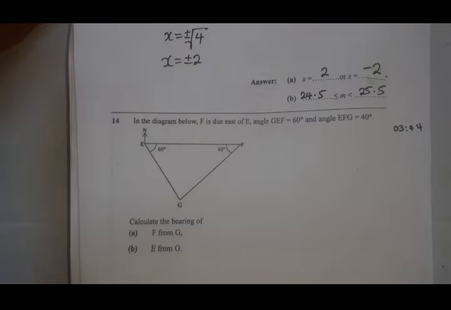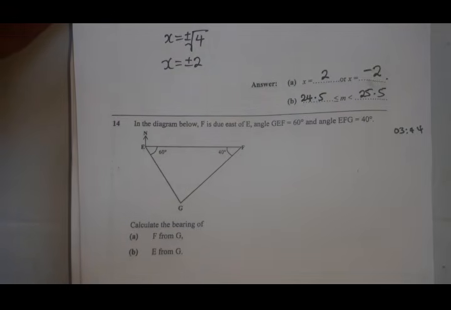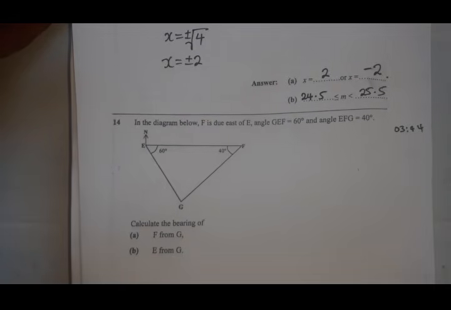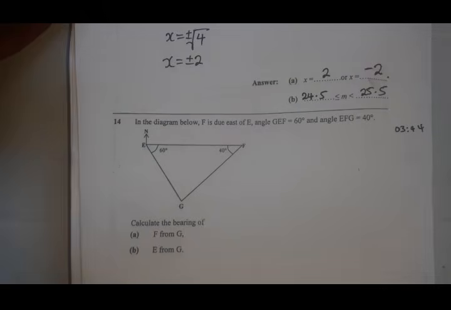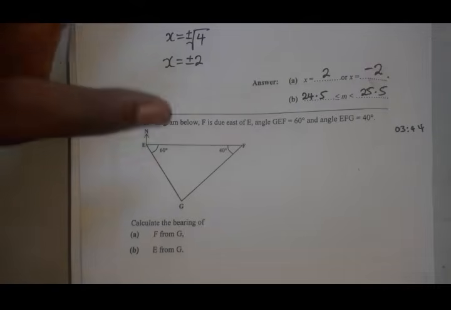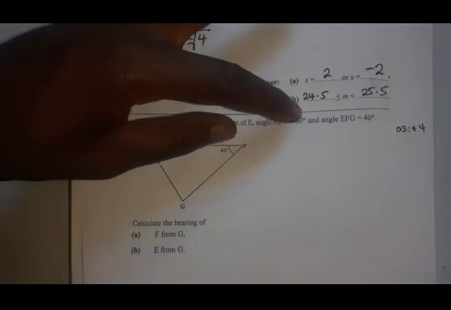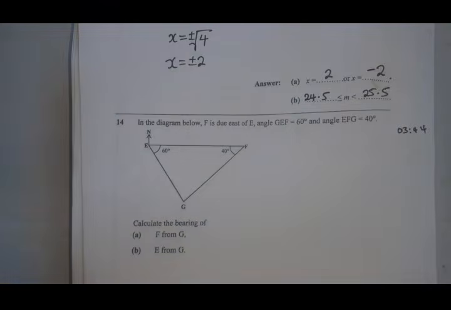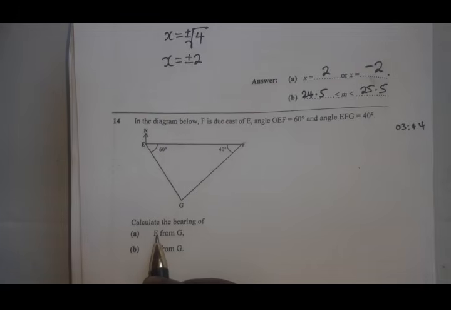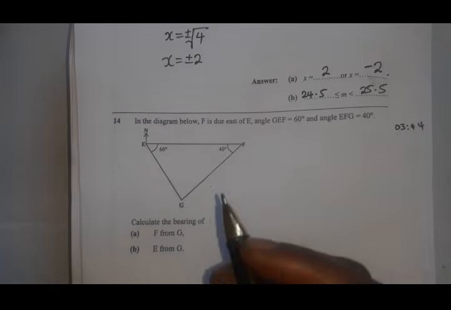Okay, so we come to question 14, which reads, in the diagram below, F is due east of E. So meaning here they have a 90 degrees. Angle GEF is 60 and angle EFG is 40. Calculate the bearing of F from G. The bearing of F from G.